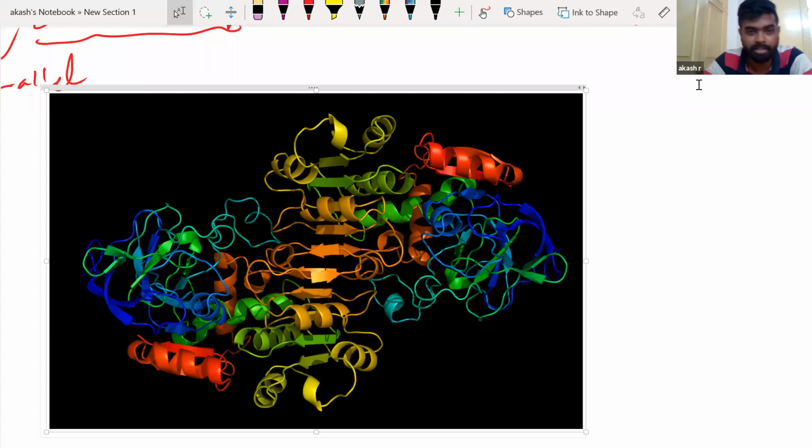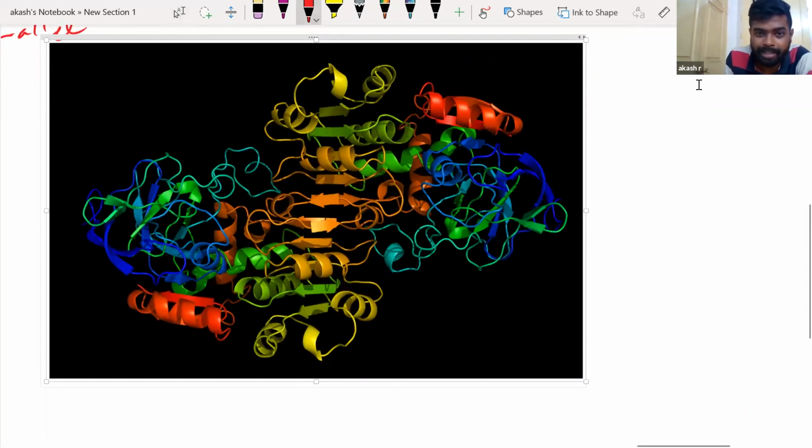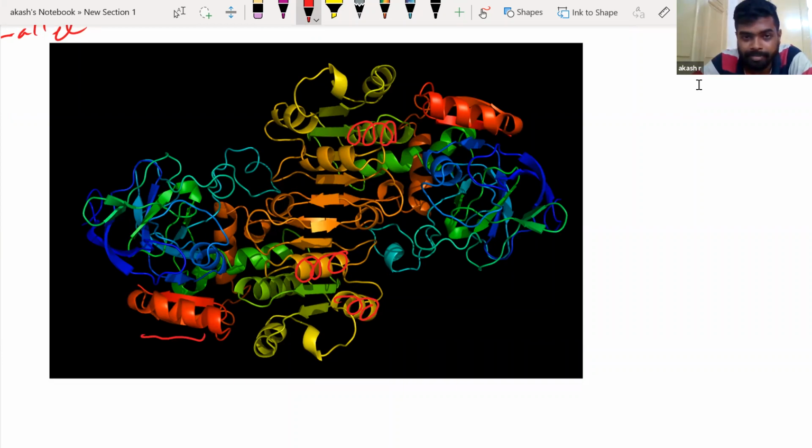Okay, so now if you look at this, you can see it in so many places. Are you able to see this kind of ribbon structures? Here also it is there. Ribbon structures. Yes, sir. So these ribbon structures are what are called alpha helices. That ribbon structure you see winding round and round.